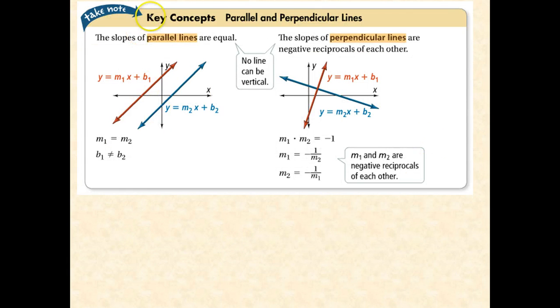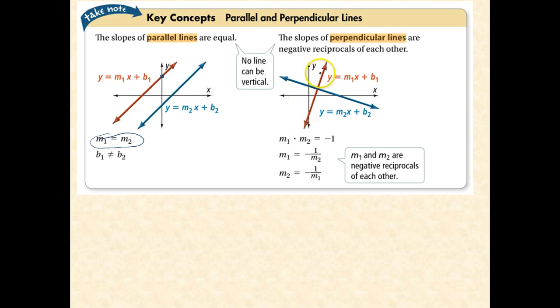So let's take a note here. Parallel and perpendicular lines. This is something that we learned in Algebra 1, but it's always good to review. Parallel lines have equal slopes. We can't talk about vertical lines because they have undefined slopes. But we can talk about every other kind of line, and there's infinity of them. So parallel lines are going to have the same slope. So m1 equals m2, and then b1 does not equal b2, meaning they don't have the same y-intercept, because if they had the same y-intercept, they'd be the exact same line.